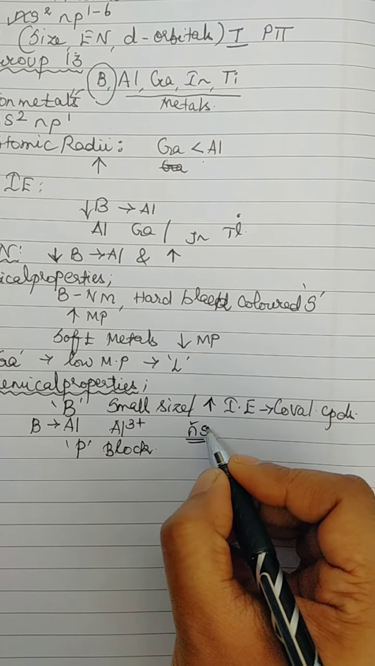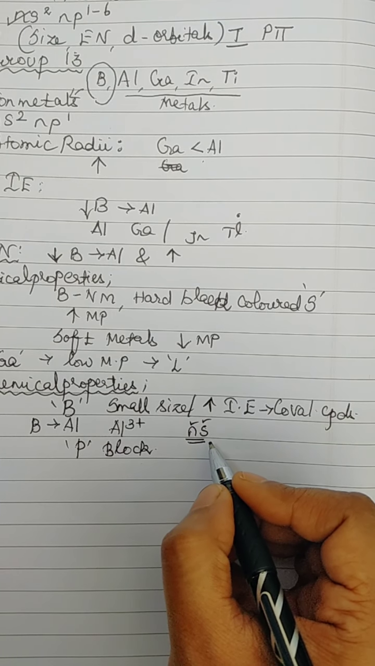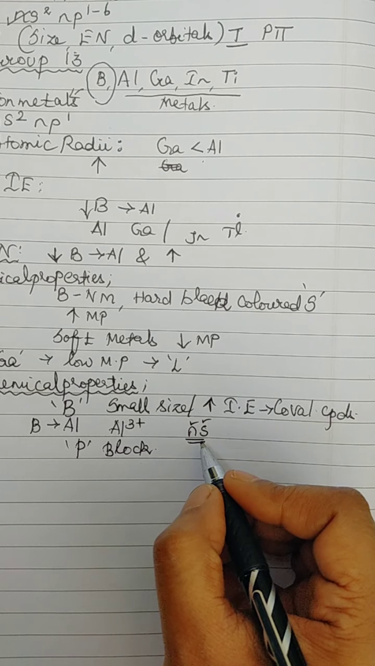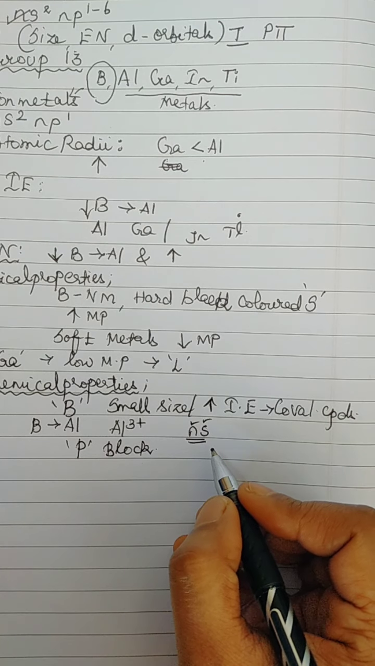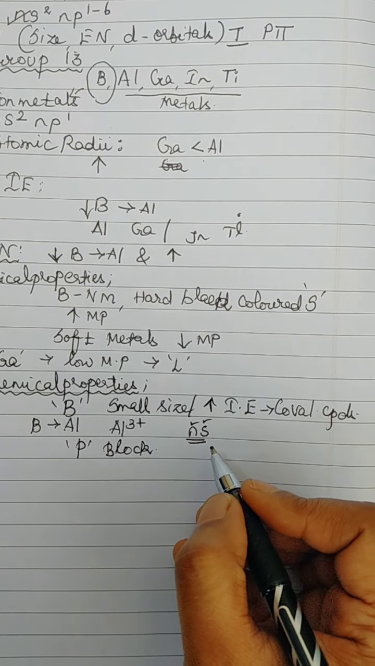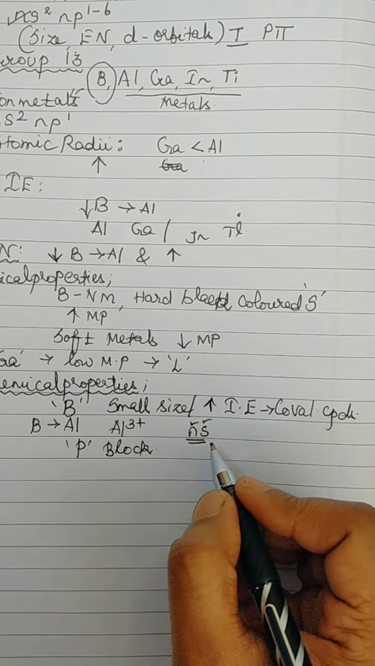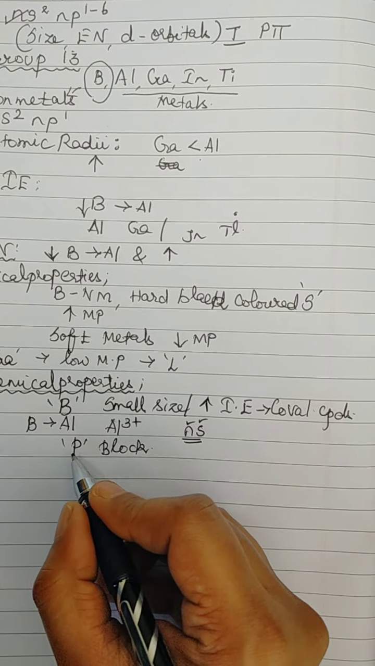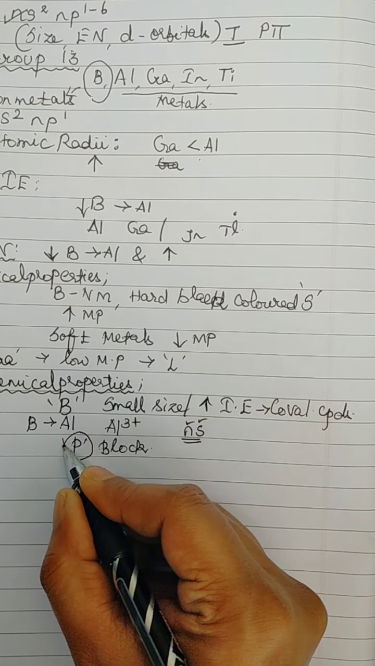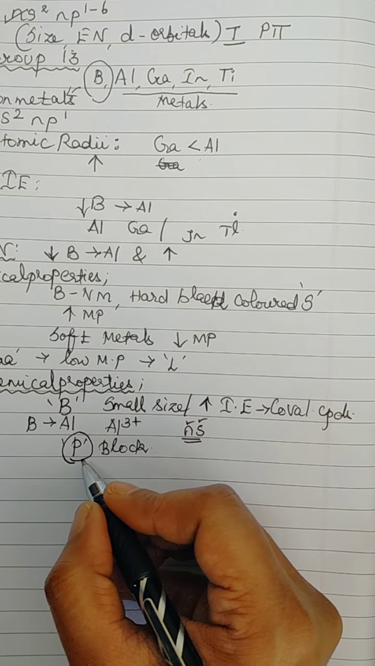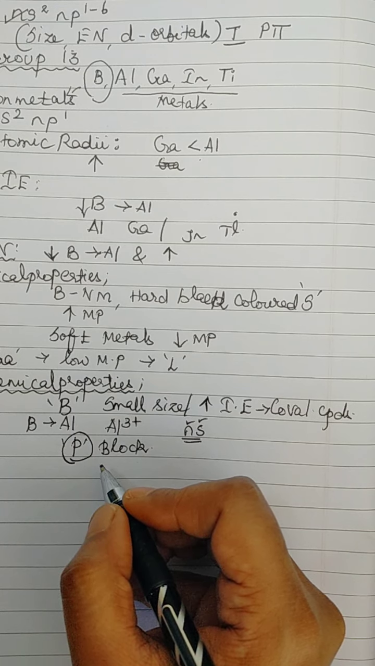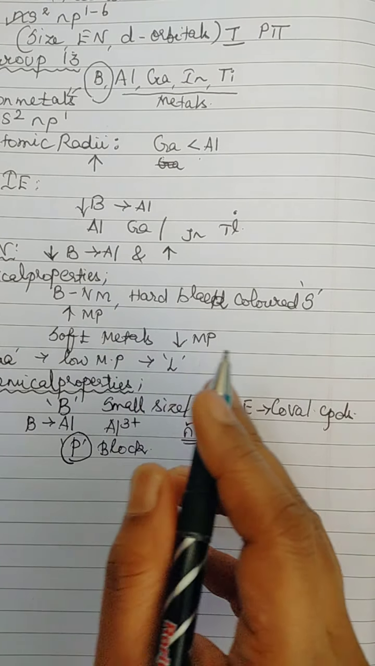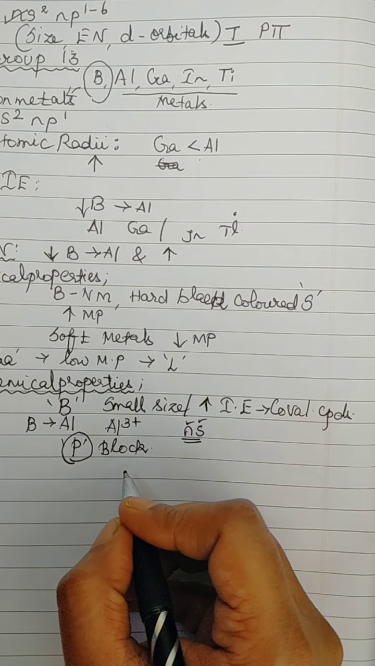So the n s orbital electrons, due to poor shielding effect and effective nuclear charge because of the inert pair effect, will not participate in bonding. So the only orbital which is involved in bonding is the p orbital's electron. Hence these elements are called p block elements.